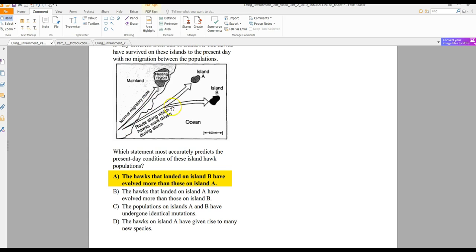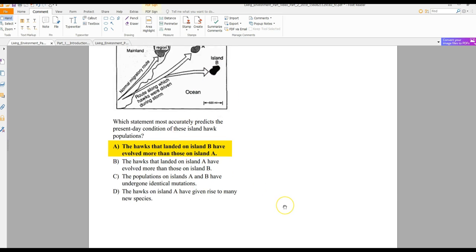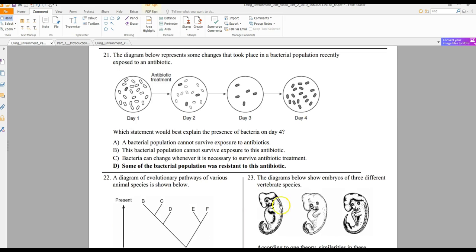which makes it difficult for them to reproduce with island A, and it's probably a different environment. So, survival of the fittest, they have to adapt. Do they have to camouflage? Do they have to change their diet? They become a different species over time, which is evolution. Next.